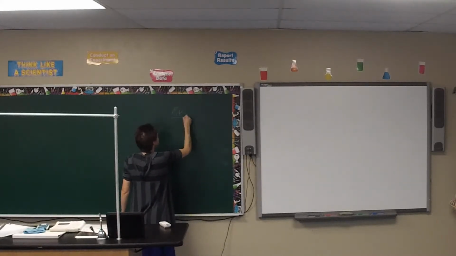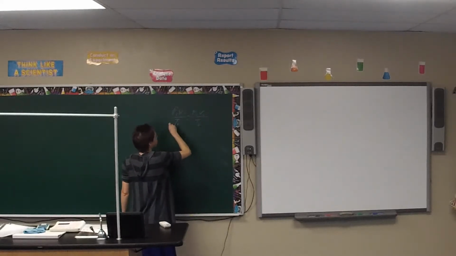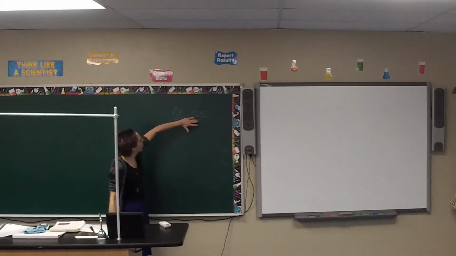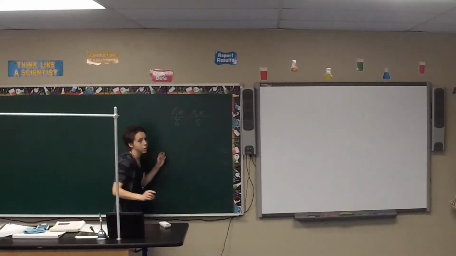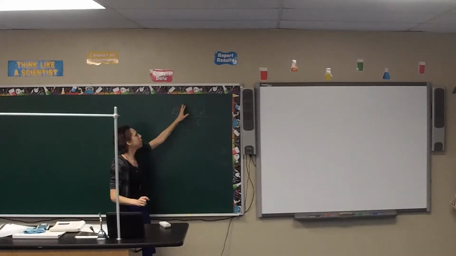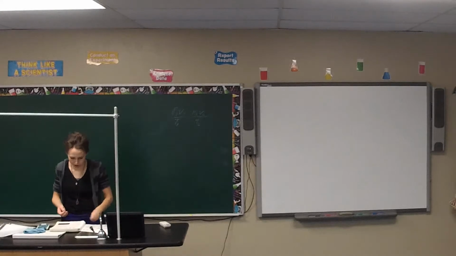P1 times V1 over T1 equals P2 times V2 over T2. This is the combined gas law. Boyle's law is in the top part, and Charles' law is off to the side. You might remember that the P over T part is Amontons' law from physical science. You don't have to know that this year. I'm just pointing out in case you were still wondering about it.